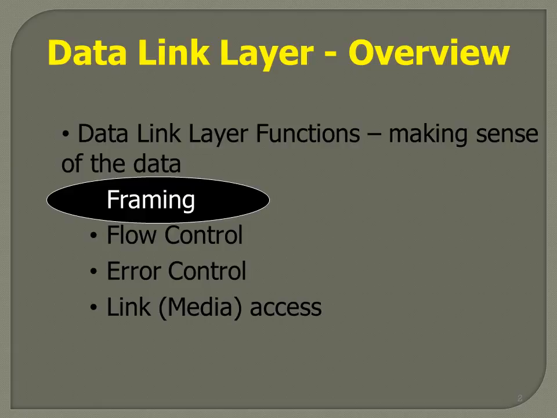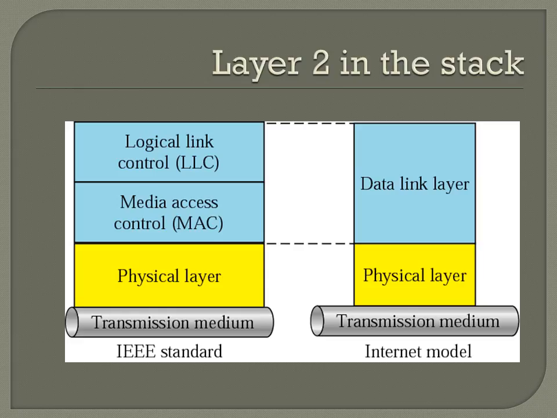So these are the four primary functions that we need to understand at the data link layer. Let us look at the position of the data link layer in the protocol stack. So as we said, the data link layer is layer 2 of the protocol stack, sitting right above the physical layer. So if you look at the internet model, you have the physical layer, then right above that we have the data link layer.